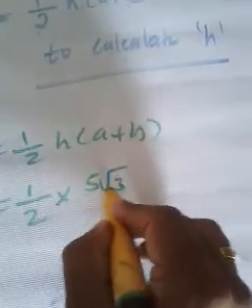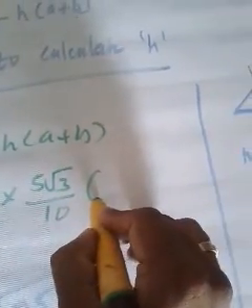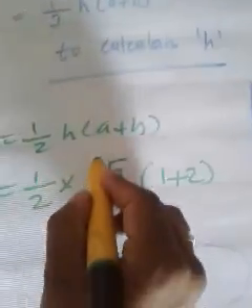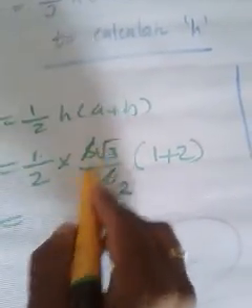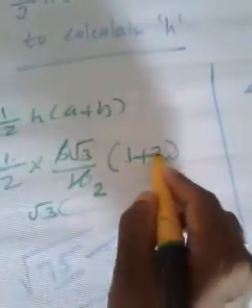So 5 root 3 by 10 into a plus b means 1 plus 2, isn't it? Then you can cancel this 5 and 10. Here 2 will come. Then when you multiply, we will get the answer as, here 1 into root 3 is root 3, and 1 plus 2 is 3.